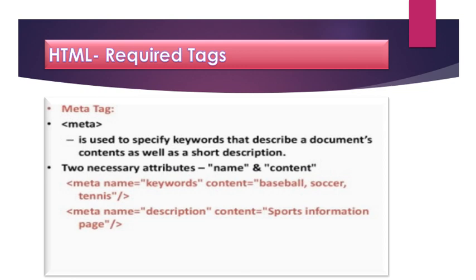So we have two necessary attributes of the meta tag: the meta name, keyword, and content. So we have a meta name and content. For meta name, we have description and content, which holds the information about the page.